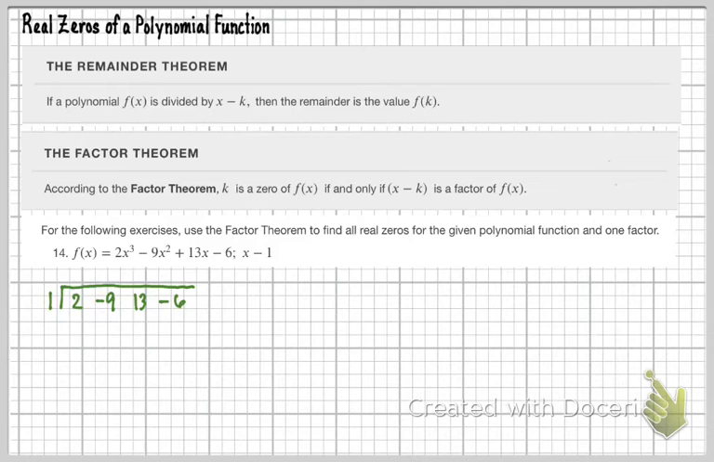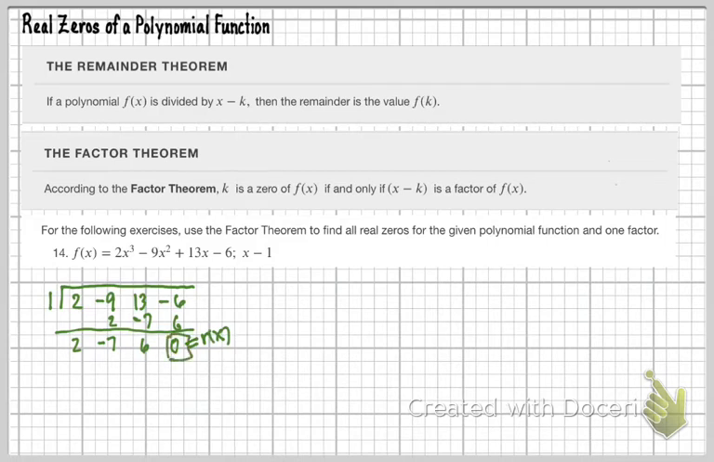So now, draw a line, drop the 2. 2 times 1 is 2. Now I add those together, and that's going to be negative 7. Then I take 1 times negative 7, negative 7. That's going to give me 6 when I add these together. Then 1 times 6 is 6. I put it there and I add those. Negative 6 plus 6 is 0, which I should get. 0 here, that's my remainder.